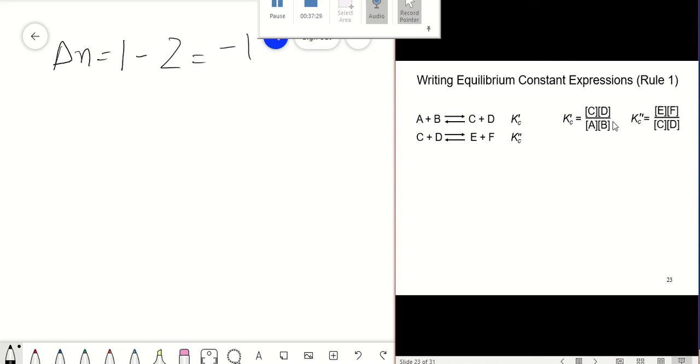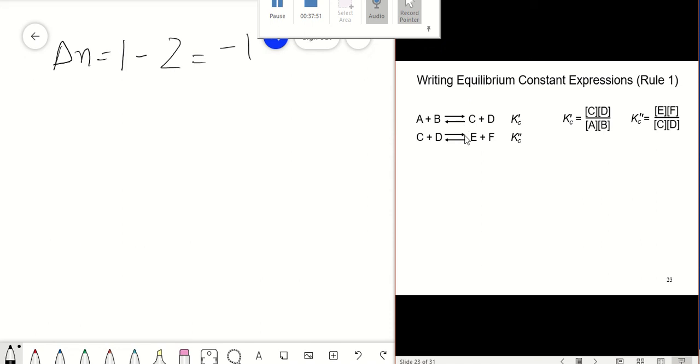So Kc2 prime is going to be the same thing: products, concentration of E to the power 1 times concentration of F to the power 1, divided by concentration of C to the power 1, concentration of D to the power 1. Again, products over reactants, right? Now, what happens if we add these two reactions?